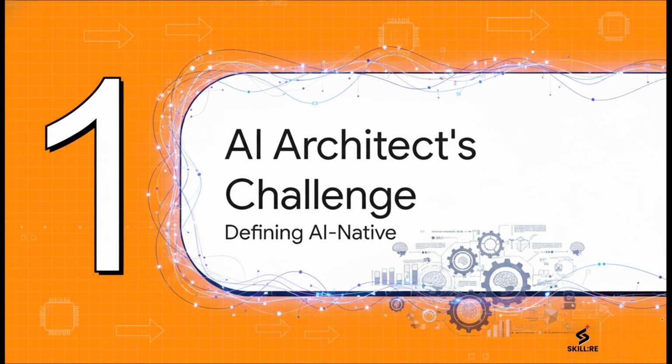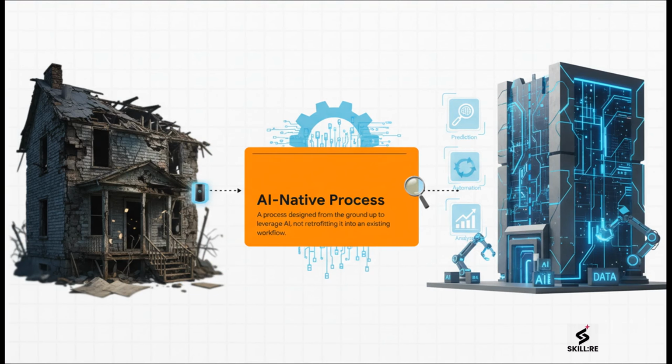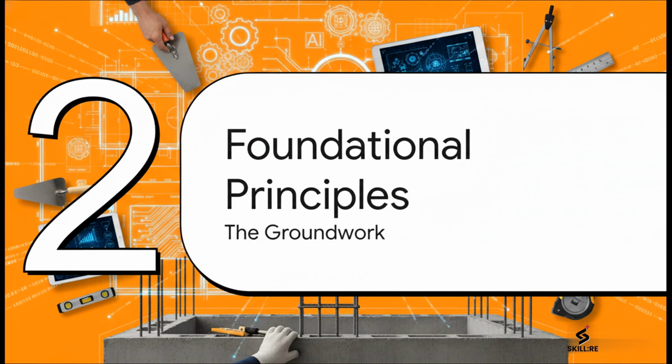Okay, Section 1, the AI Architects Challenge. Before we can build anything, we need to be crystal clear on what we're building. So let's start by defining what AI native actually means. This is the absolute key distinction. We are not just renovating an old house here. We're not just plugging a smart speaker into a workflow that was designed decades ago. An AI native process is designed from the ground up, from scratch, with AI as a core building block. It means you're totally rethinking how work flows, specifically to take advantage of what AI does best: prediction, analysis, and automation.